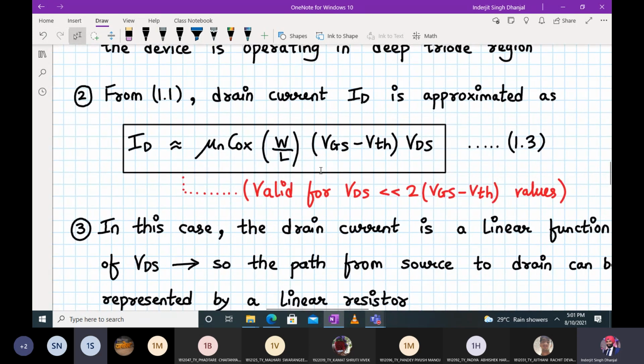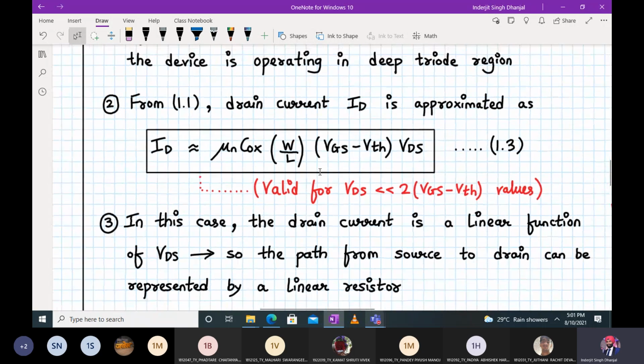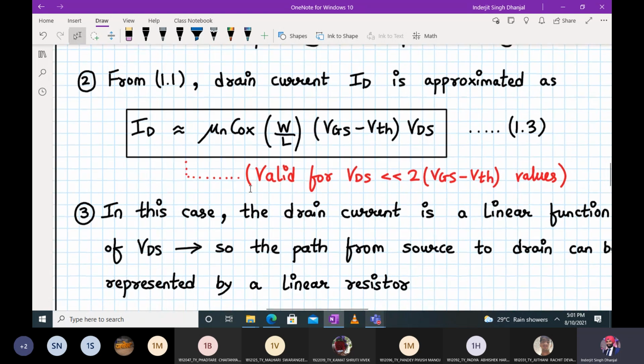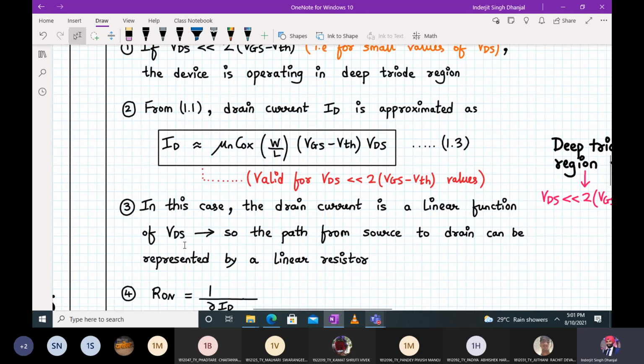Any doubts in this equation? Okay. So if you see carefully, mu n and Cox are constant, technological constants. W by L is also a constant. VTH is also a constant, correct? And here, if you see carefully, in ID there is no square term at all. Fine. So hence we can say that the drain current is a linear function of VDS over here.